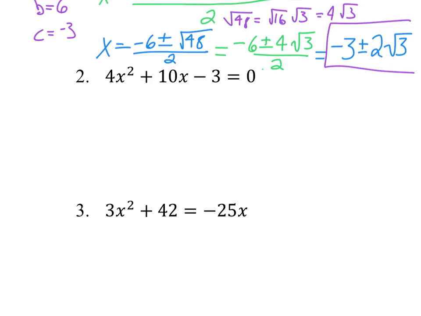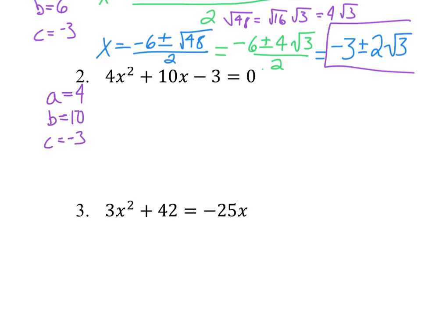Alright. Moving on to question number 2. This one is already solved for 0. Again, you could look at trying to factor this one. However, this one is also not going to factor. So really, for what we've been doing, our one good choice then is the quadratic formula. There are no common factors or anything here that we need to worry about, so we just have an a value of 4, a b value of 10, and a c value of negative 3.